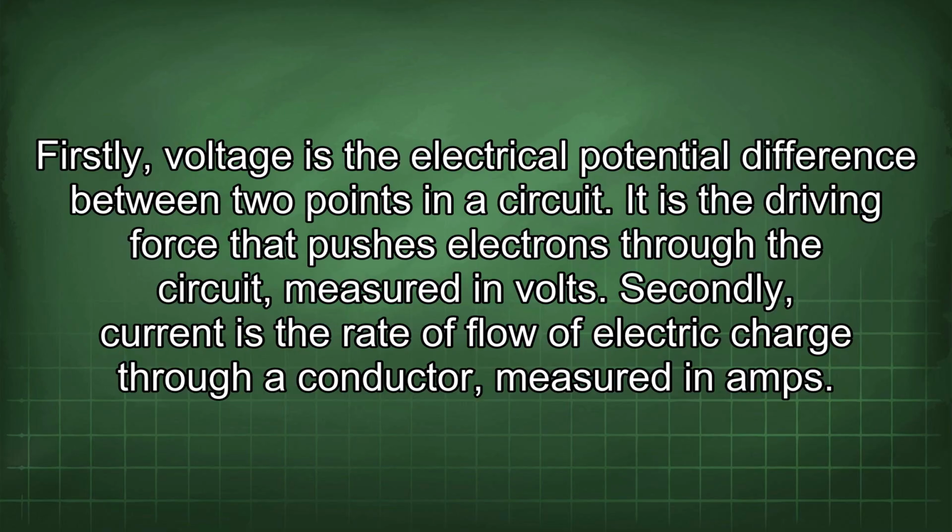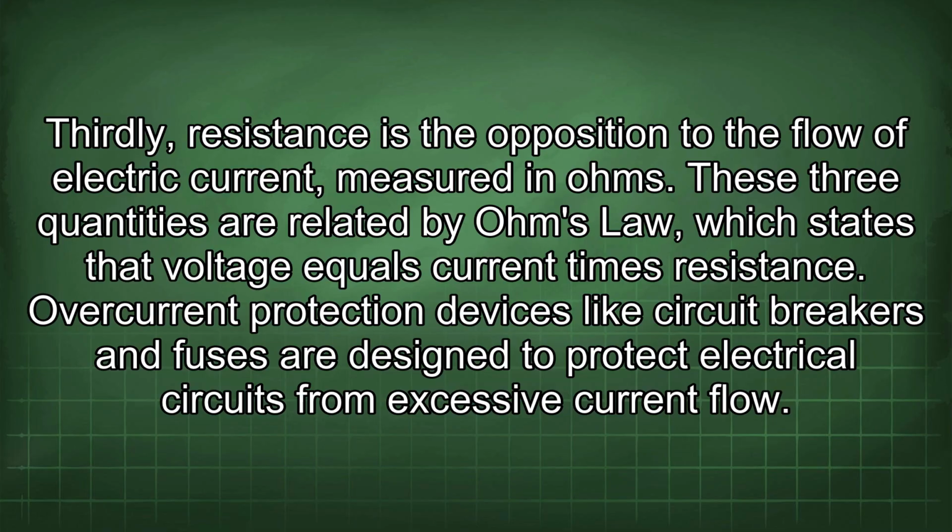Firstly, voltage is the electrical potential difference between 2 points in a circuit. It is the driving force that pushes electrons through the circuit, measured in volts. Secondly, current is the rate of flow of electric charge through a conductor, measured in amps. Thirdly, resistance is the opposition to the flow of electric current, measured in ohms. These three quantities are related by Ohm's law, which states that voltage equals current times resistance.